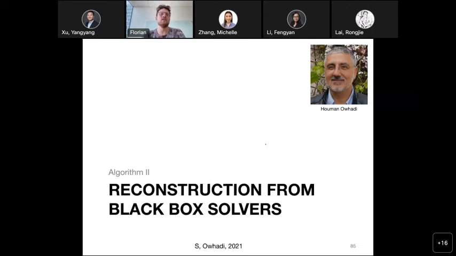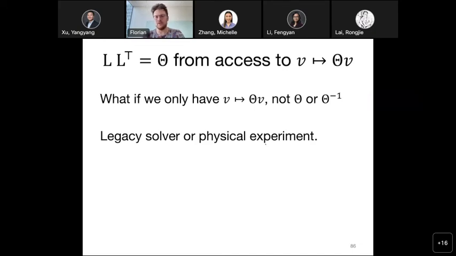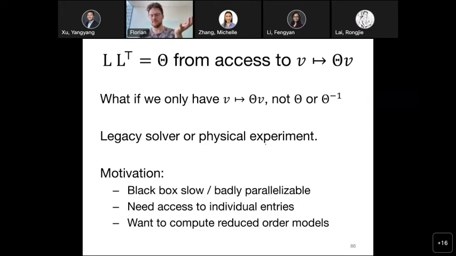So one of these projects is the reconstruction from black box solvers, which means that now we again want to compute the Cholesky factor of the theta, but we assume that we only have access to matrix vector products and we cannot select individual entries. So for instance, we could assume that we have some sort of legacy solver or even a physical experiment that allows us to evaluate matrix vector products, but not access individual entries at a low cost.